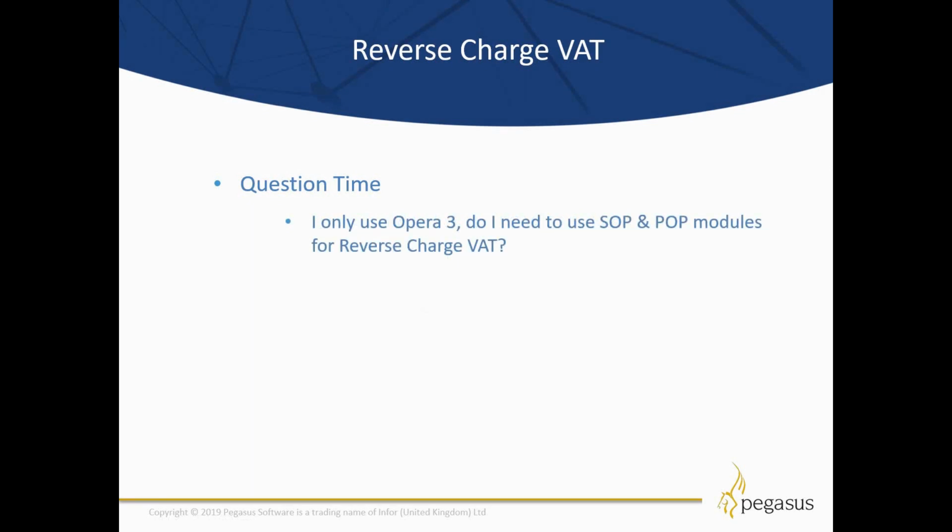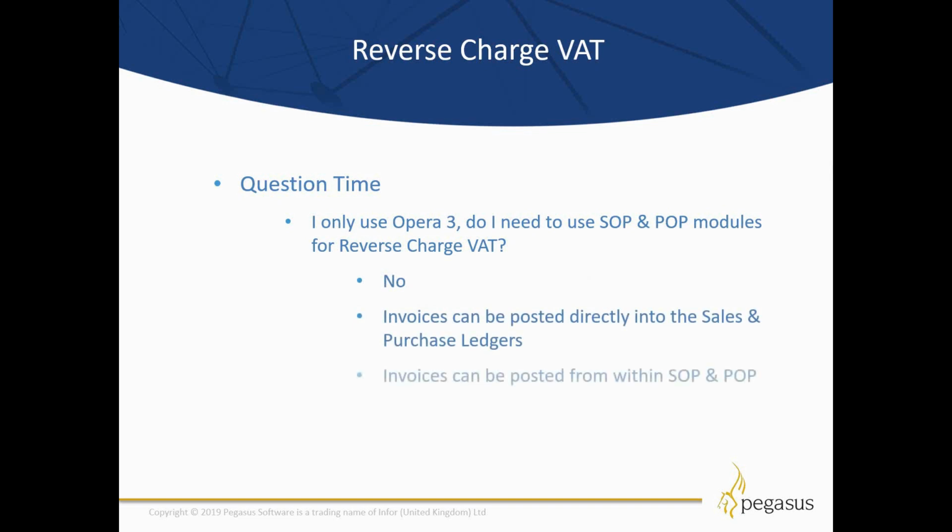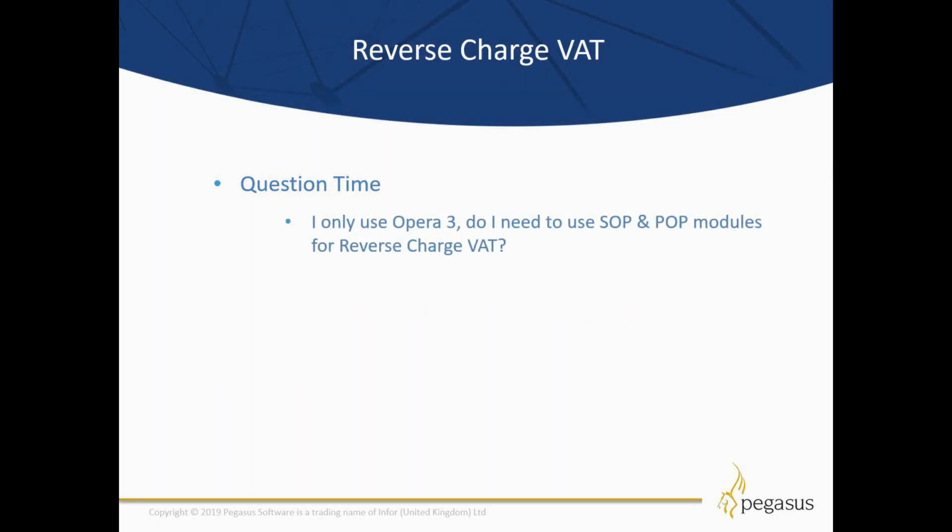In another question, a customer asked if reverse charge VAT can only be used from within the sales order processing and purchase order processing modules within Opera 3. This is incorrect. As you saw earlier, I composed invoices and credit notes directly into the sales and purchase ledgers using reverse charge VAT codes. Equally, if you are using SOP and POP, then again, these can also use those same reverse charge VAT codes. So you can use SOP or directly posting into the sales ledger, or a combination of both. There's no restrictions here.